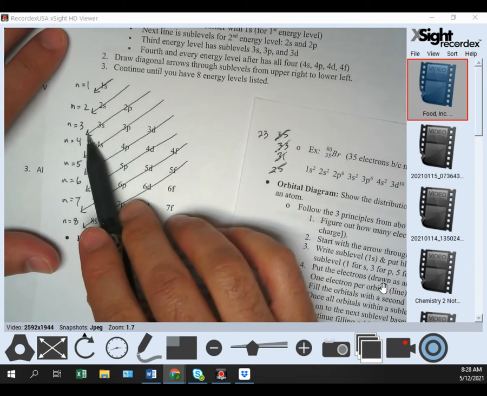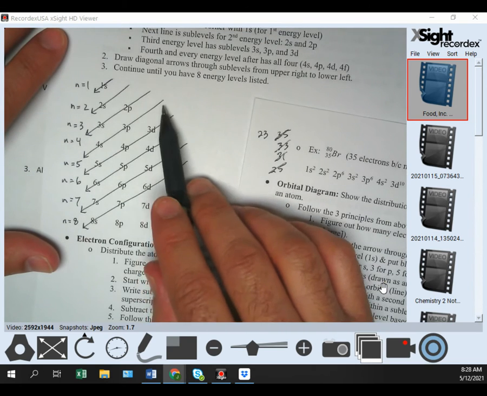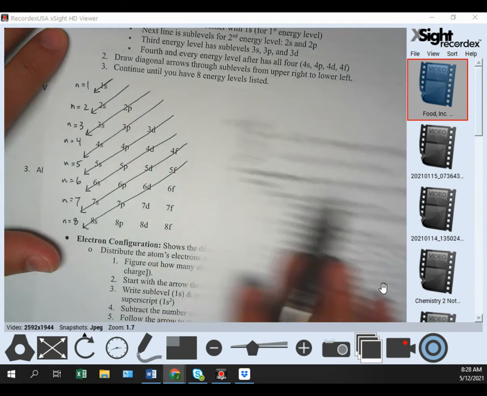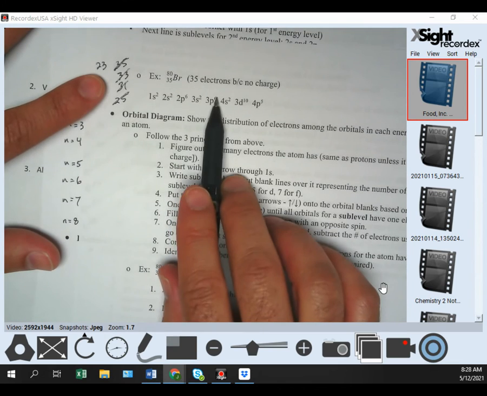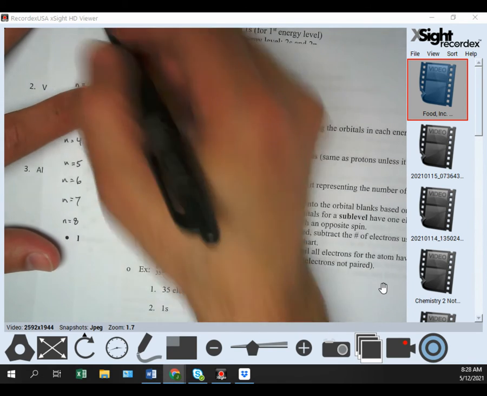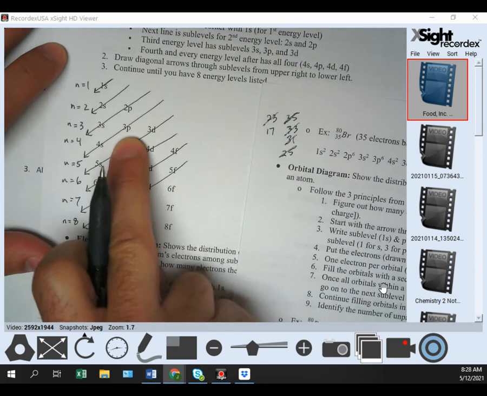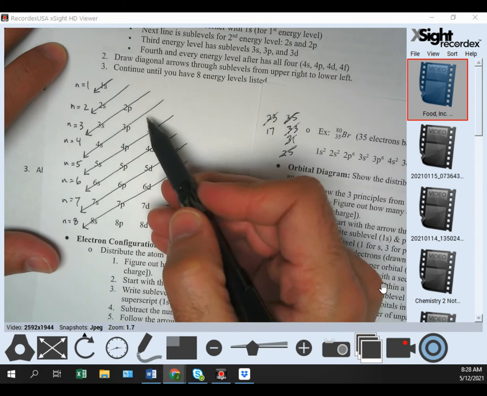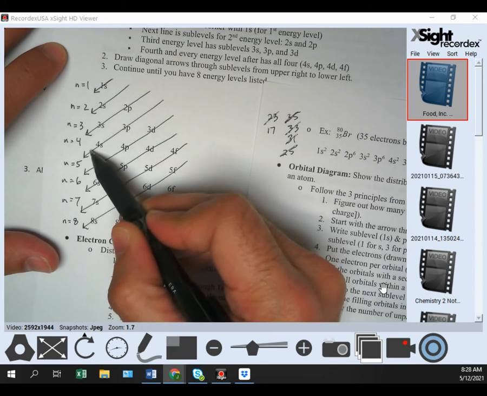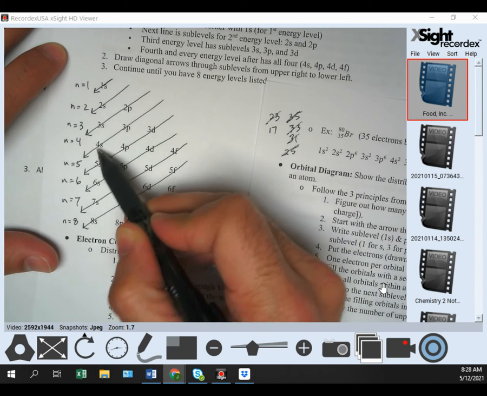After we hit 3s, we go to the tail of the next one. So we hit 3p. So we write down 3p. All p's can hold 6. So we put 6, so we're down to 17. After 3p, now see, here's where the order starts changing. We're following the arrow, right? After 3p, we actually hit 4s.